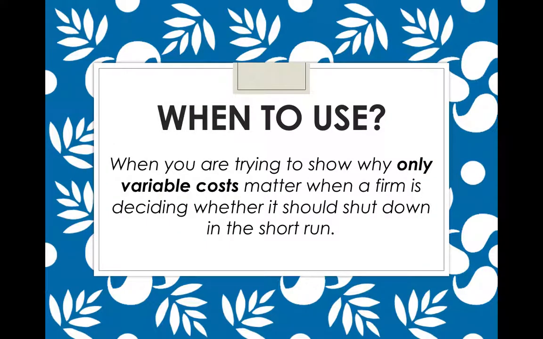So when do we use the diagrams that I presented in this video? Basically, we use these two diagrams when we are trying to show why only variable costs matter when a firm is deciding whether it should shut down in the short run. So just a final note of reminder, the diagrams that I've shown in this video, although I've used the situation of a PC firm, we can easily extend the same analysis to firms in other market structures such as monopolistic competition. Thank you.